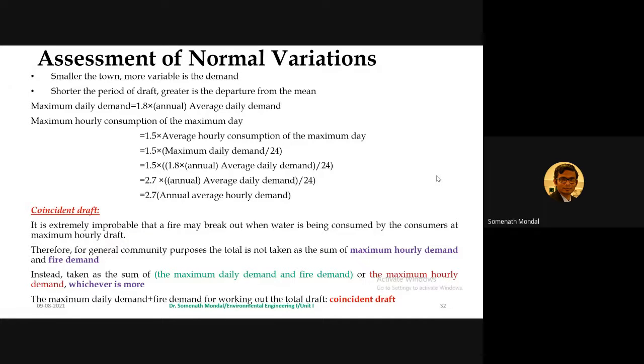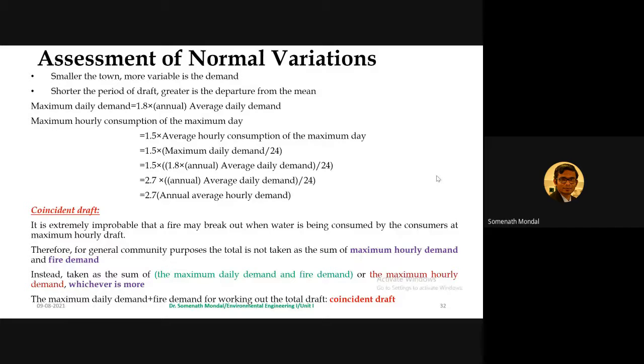So that is why coincident draft is a very important aspect as far as calculation of demand for a community water supply system is concerned. So it is extremely important to keep in your mind that fire may break out at any time, and it can happen during the maximum hourly consumption of the maximum day as well.